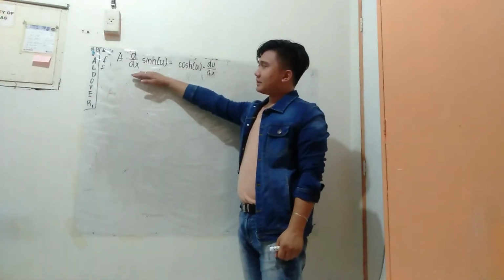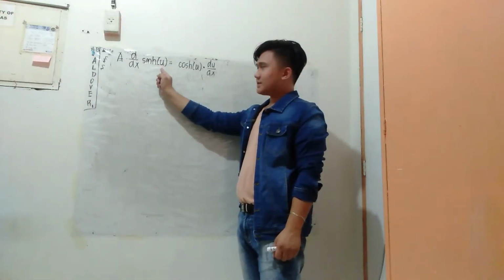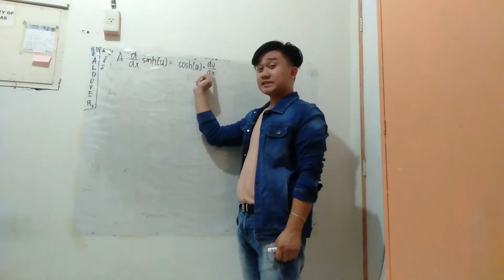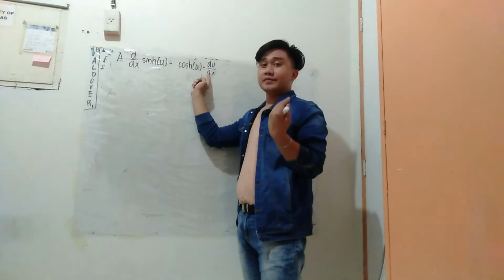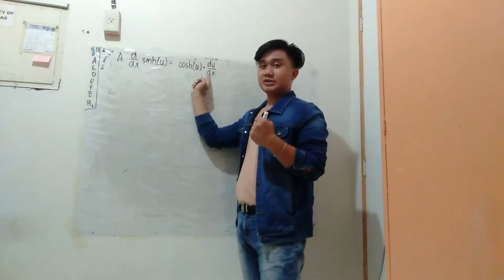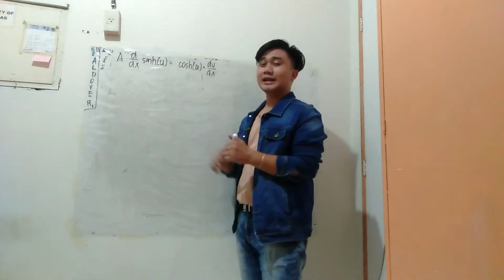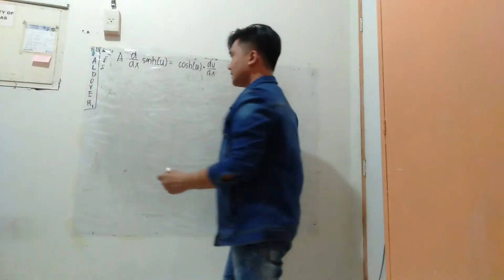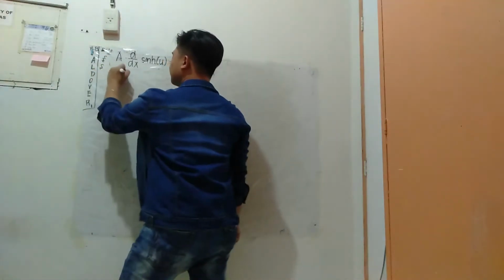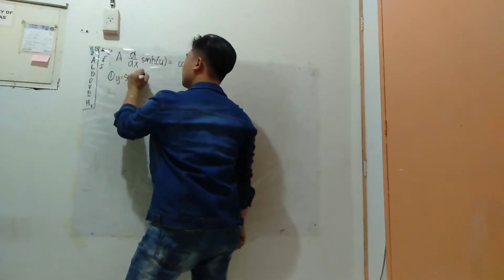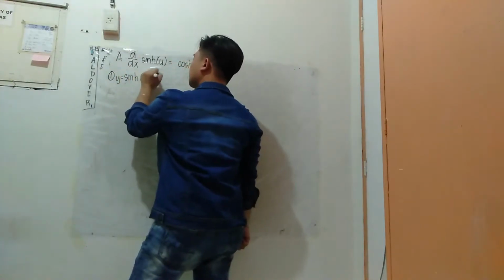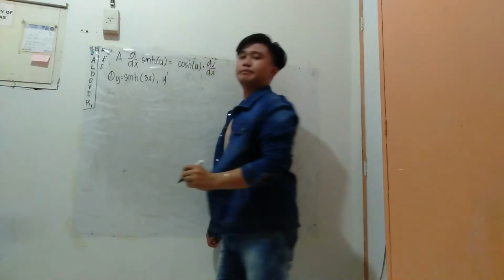So the first formula is for the hyperbolic sine. So the derivative of hyperbolic sine of u is equals to cosh u times du dx. Di ba katulad lang naman ng sa trigonometric functions. So nadagdagan lang actually ng h. Okay? So example number 1, given that y is equals to sinh of 3x, what is y prime?